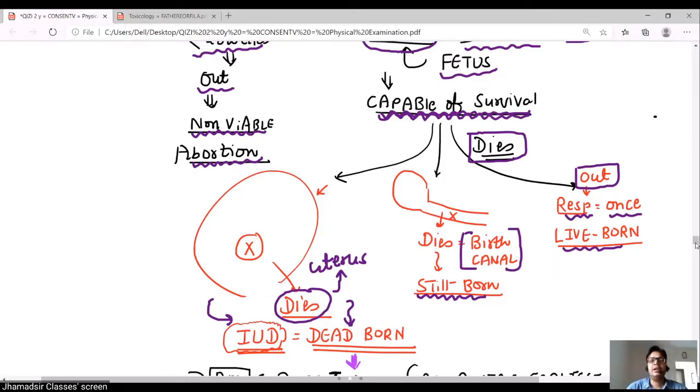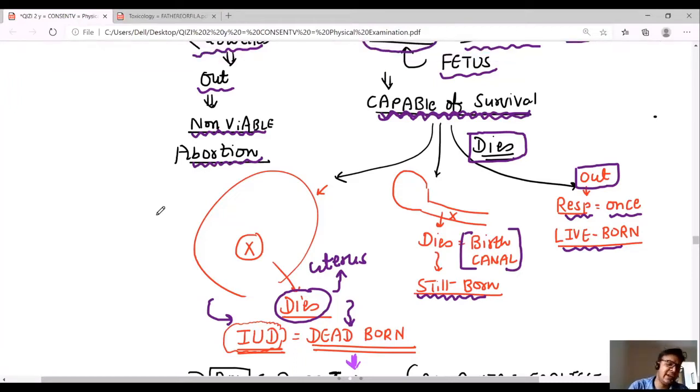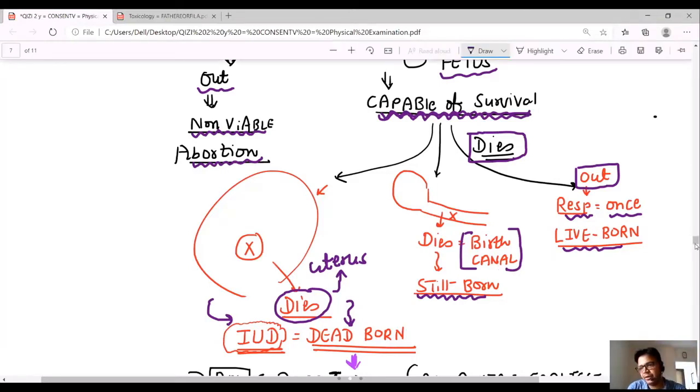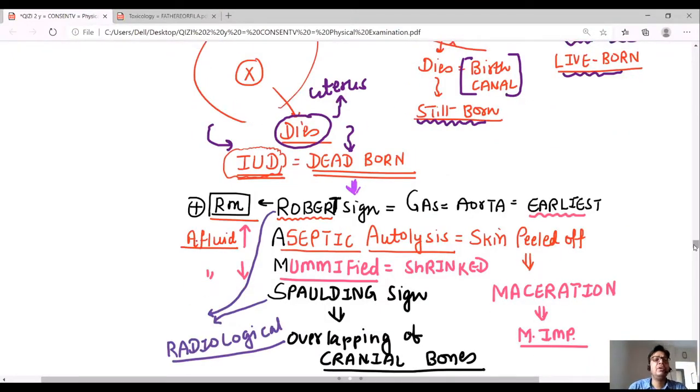Again, I am revising, my dear friend. After 28 weeks, fetuses are of three types. First, if the fetus dies inside the uterus, it is known as intrauterine death or dead born. If the fetus dies in the birth canal, it is known as stillborn. And if the fetus after coming out respired at least once, it is known as live born. So after 28 weeks, because the fetus is viable, we can see signs: inside the uterus dead born, in the birth canal if it dies stillborn, or if respiration is present, live born.